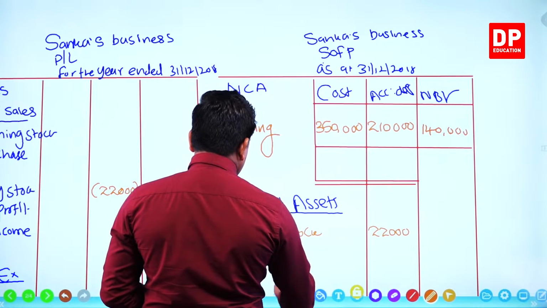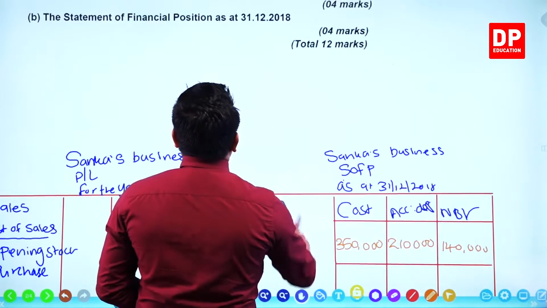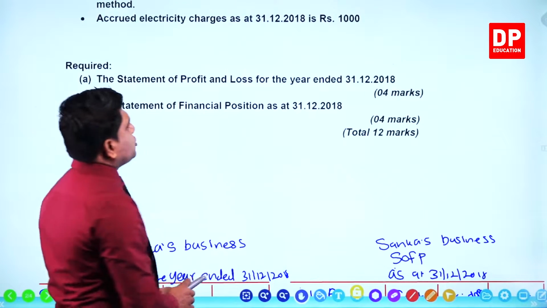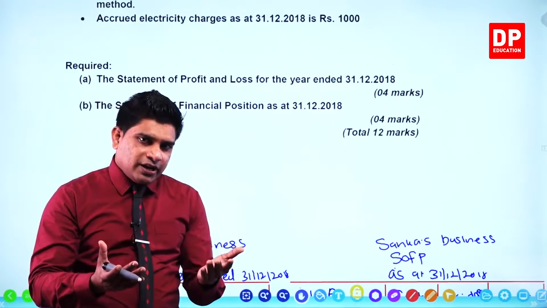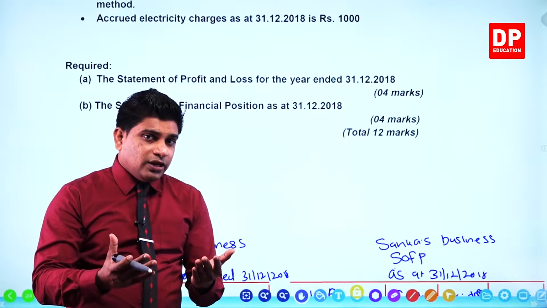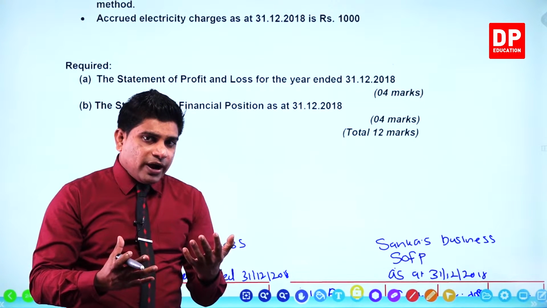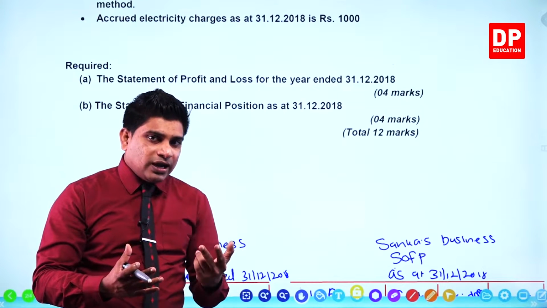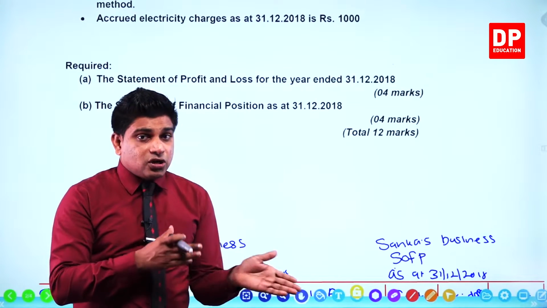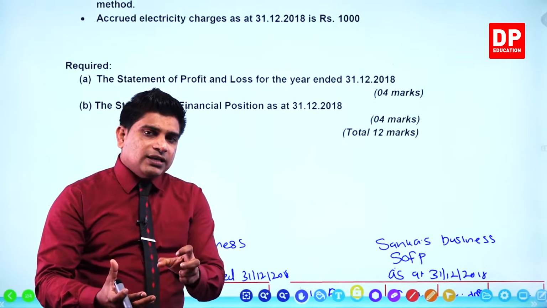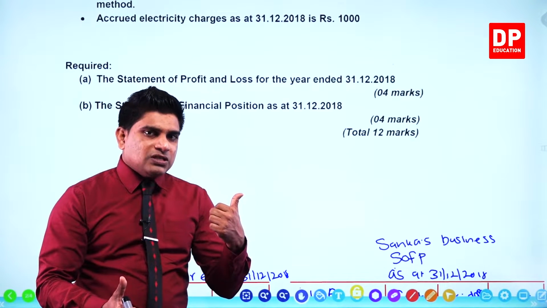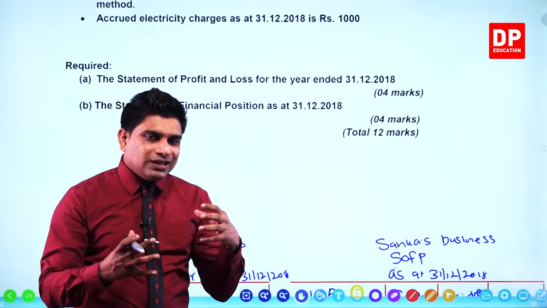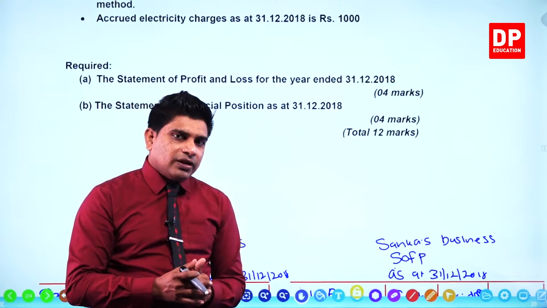We have to go to the next adjustment. Accrued electricity charges 1,000. Accrued electricity is payable electricity. You have to pay, right? You know the method. If they have provided payable electricity or accrued electricity or any other expense to be paid, you have to add this to-be-paid amount to the given expense amount inside the question. You have to get the total and write it in the profit and loss statement.